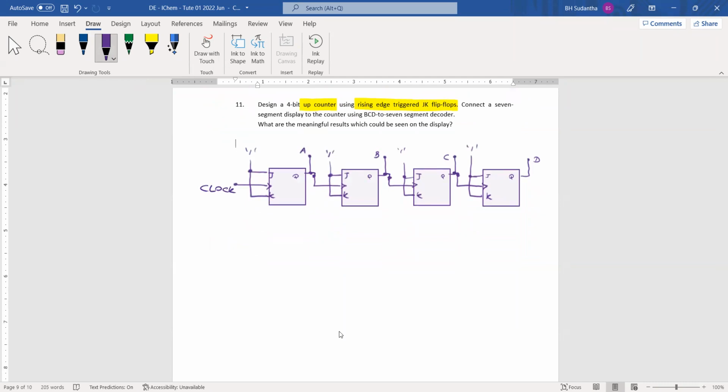And we can draw timing diagrams for this one. This is the clock signal, and we can draw a couple of them because it's not necessary. Again, it is not asked to draw the timing diagrams, but anyway, we can draw the timing diagrams to show the output of this one. Okay, these are the clock signals.